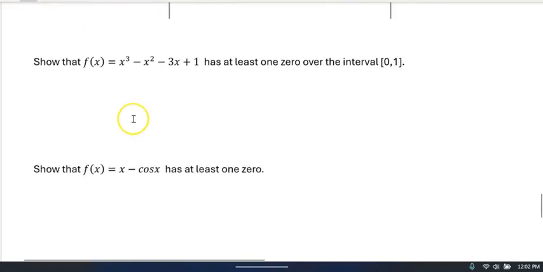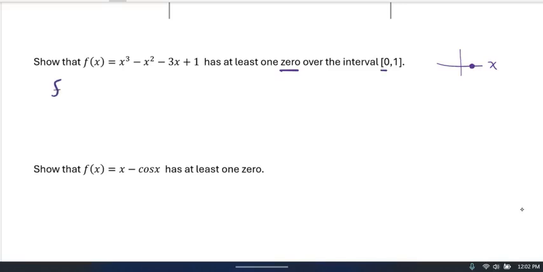All right, so let's take a look at some examples. Show that f of x is x cubed minus x squared minus 3x plus 1 has at least one zero over the interval from 0 to 1. Now you might remember a zero of a function is where it crosses the x-axis. There's the 0 right there. You may not remember how to graph this polynomial function exactly, but we can prove this as follows.